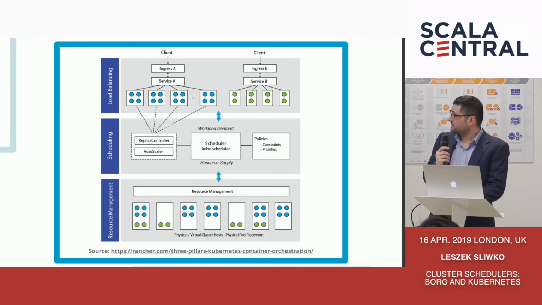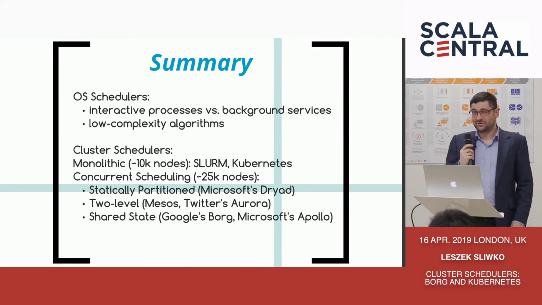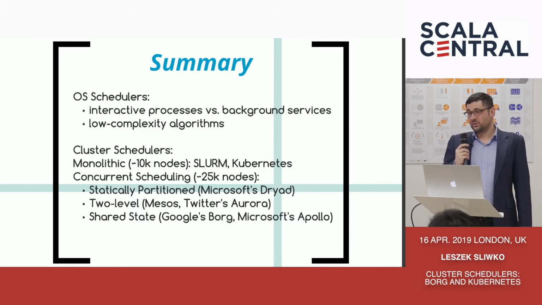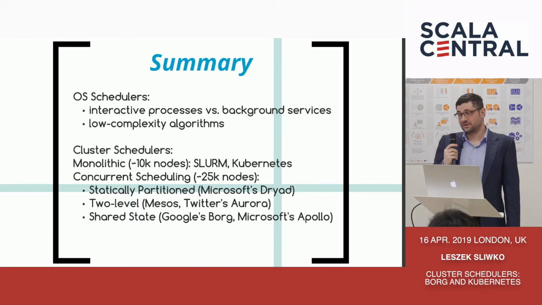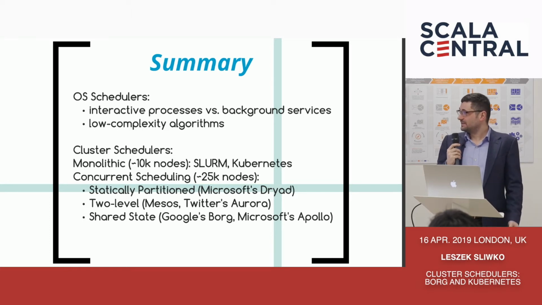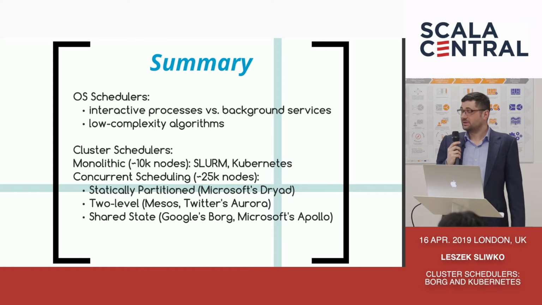All right, so this is pretty much the architecture of Kubernetes. To make a quick summary, because I guess there was a lot of information. Operating system schedulers are a non-stop balance between interactive processes and background services. Interactive processes are supposed to sleep more and run more frequently, but in shorter time slices. Background services are supposed to run in longer time slices, but less frequently. They are also low complexity algorithms, usually O(n), O(1). The completely fair scheduler has O(1) complexity because we don't have time to allocate it.